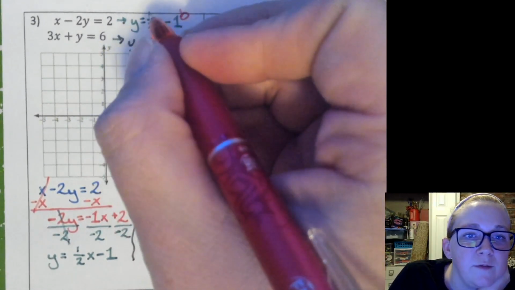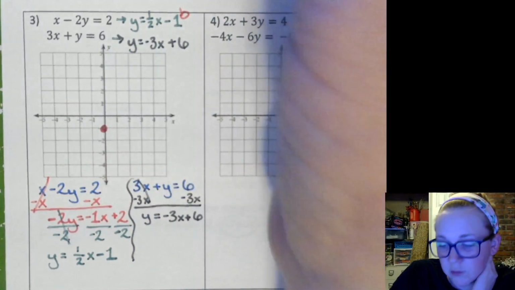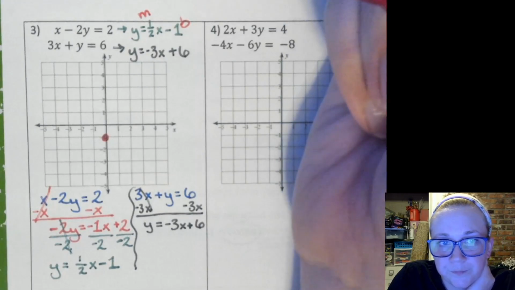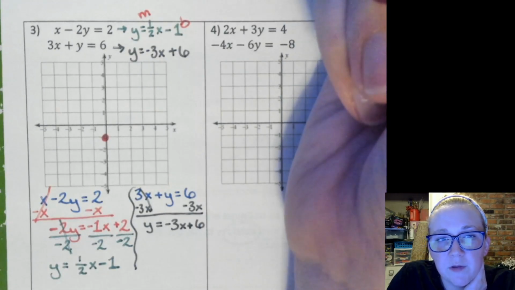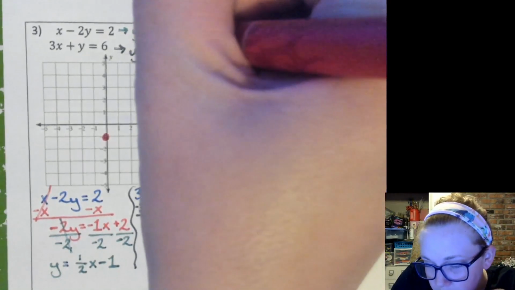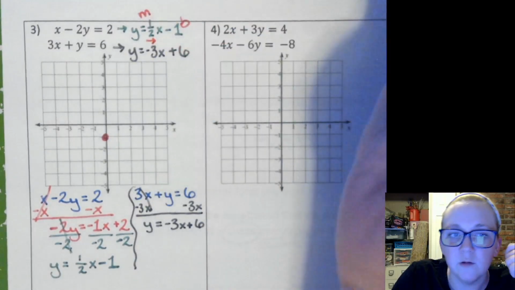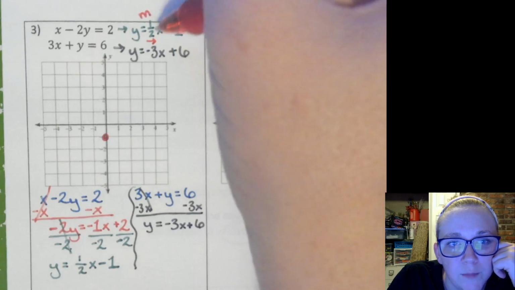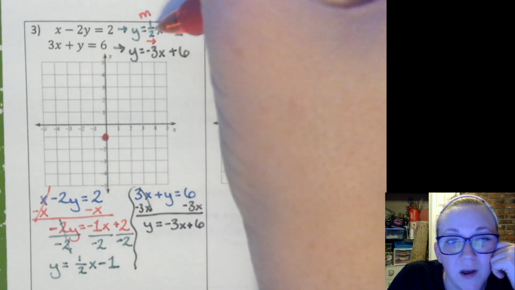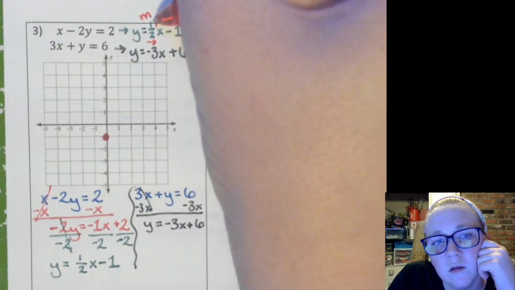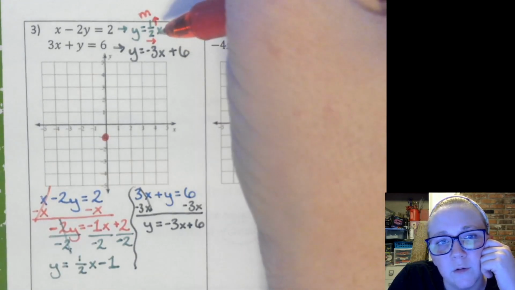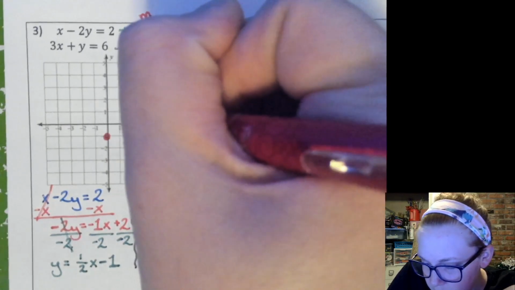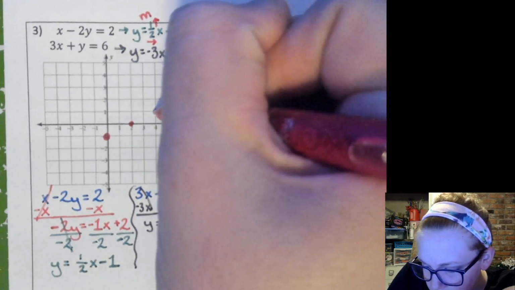And then we have 1/2 x. Remember, that's our m right there, that's our slope. Remember the bottom number is how far we're going to go to the right, and the top number is how far we're going to go up or down. It's a positive, so we go up. So we go up 1, right 2, up 1, right 2, up 1, right 2, and I ran out of room.